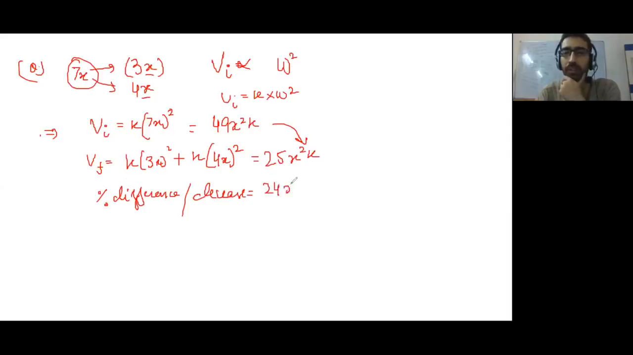The value of decrease is 24 x square k upon the reference quantity. Since we're talking about decrease, the reference will be the initial quantity. So 24 x square k by 49 x square k, and of course this x square k cancels. 24 by 49 into 100 does come out to be around 49%. I would have accepted an answer of 49%, as would, I guess, the GMAT in such a scenario.